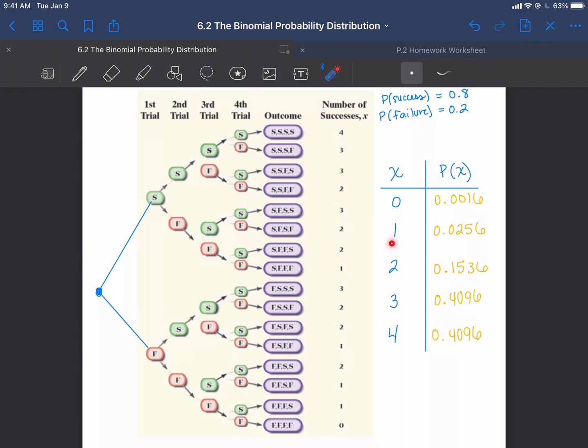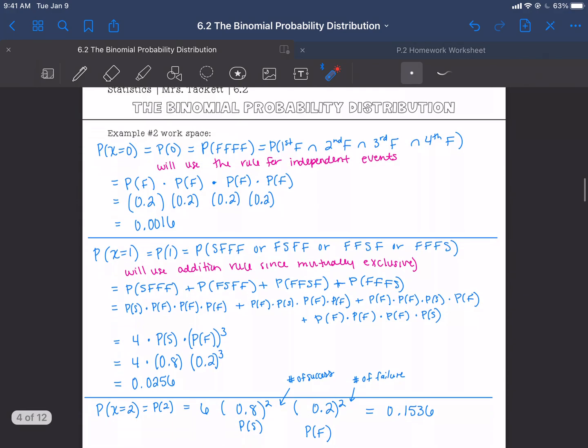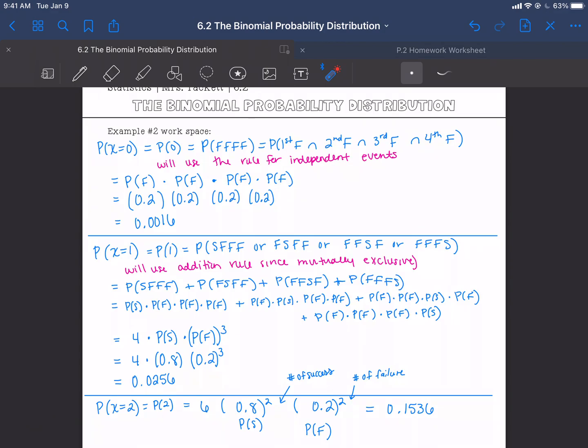So now if we want to find when x is 1, then that means there's one success. So I'm going through and looking here. Here's a time where there was one success. Here's a time where there was one success. Here's a time, and there's another time. So there's 4 total times there. So our options were success and then 3 failures, a failure and then a success and then 2 failures, or fail, fail, success, fail, or the first 3 trials were failures and the last one was a success.